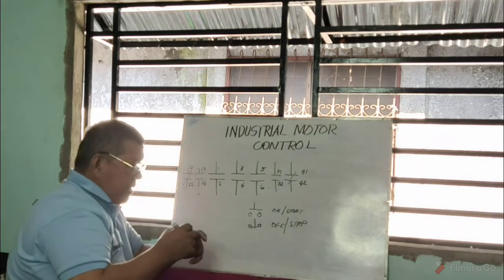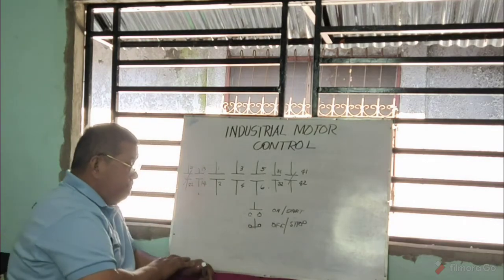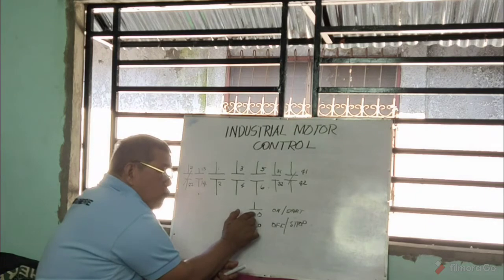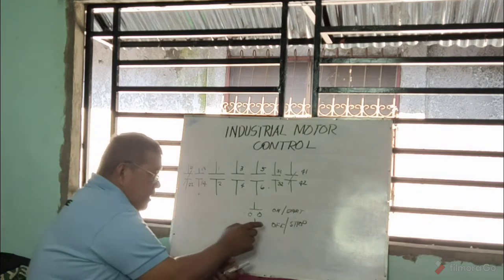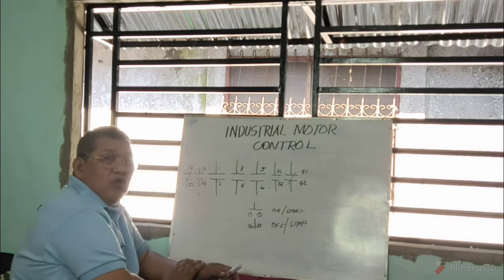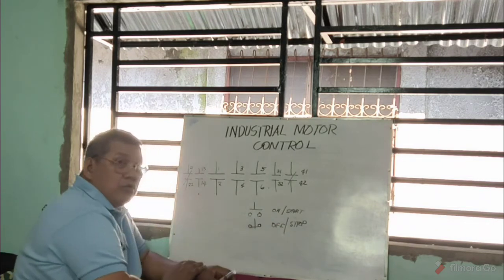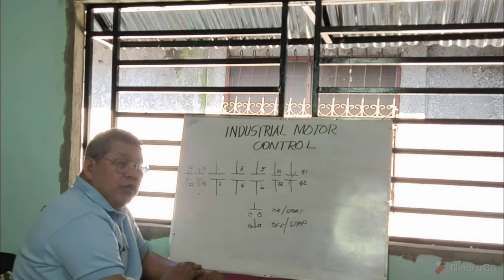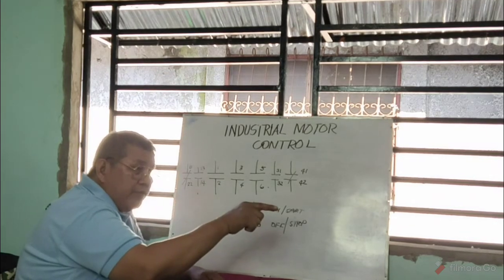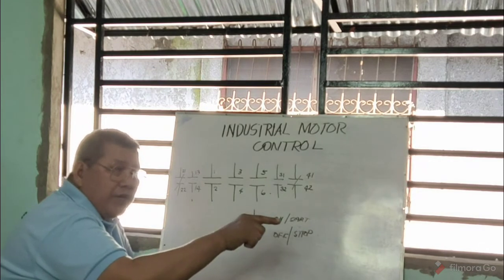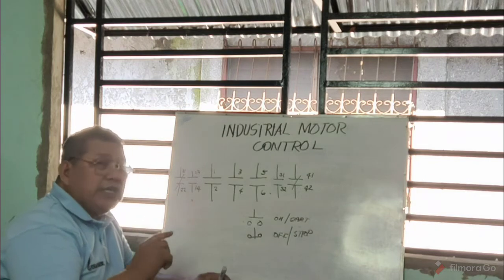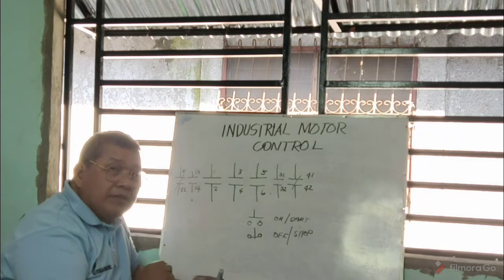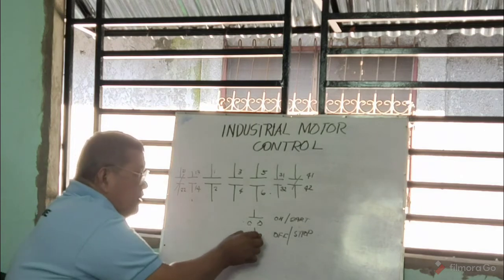Okay, remember the normally open contact is always the start button. Then the stop is always normally closed. But these are momentary buttons. So when you see a momentary button, you press that for a short period of time. As soon as you release your finger, as I have told you a while ago, this will go back to normal position. That is why it is called a momentary push button. Okay? Momentary push button.